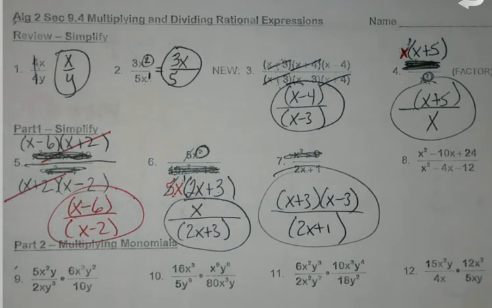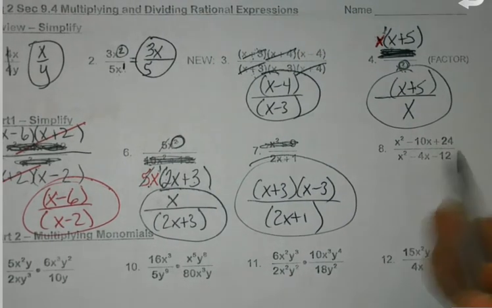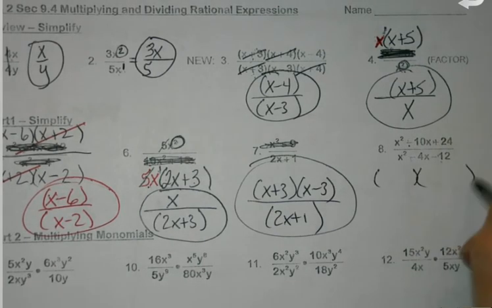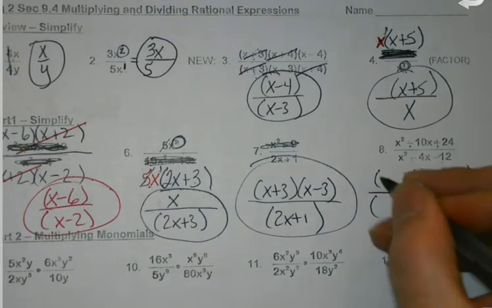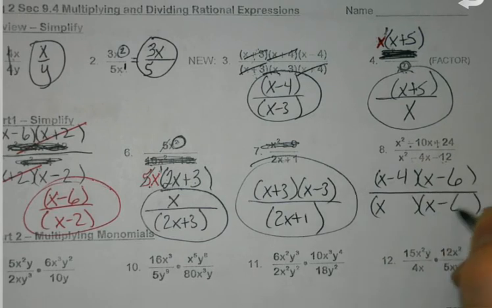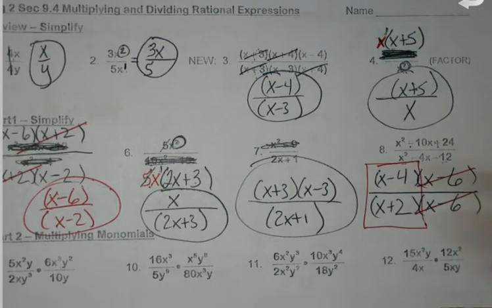Not to sound like a broken record. So on 8, I can whack the x squareds, right? No. Bonds. Factor time. So, two numbers that multiply to positive 24 and add to negative 10. Negative 4, negative 6. Then a couple more that multiply to negative 12 and add to negative 4. Negative 6 and positive 2. And if I see any quantities that are alike, whack those. What's left over is the answer.